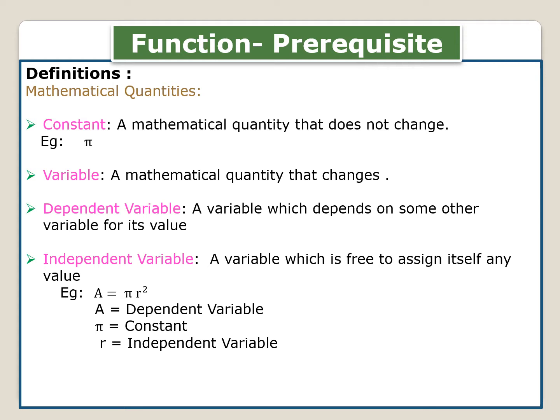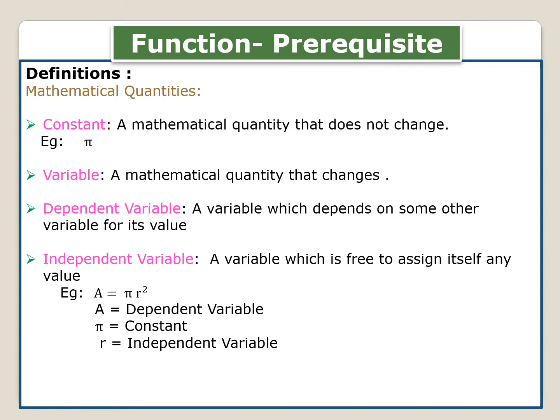Now, there are two types of variables, dependent variable and independent variable. The variable which depends on some other variable for its value is called as dependent variable, and the variable which is free to assign itself any value is called as independent variable.